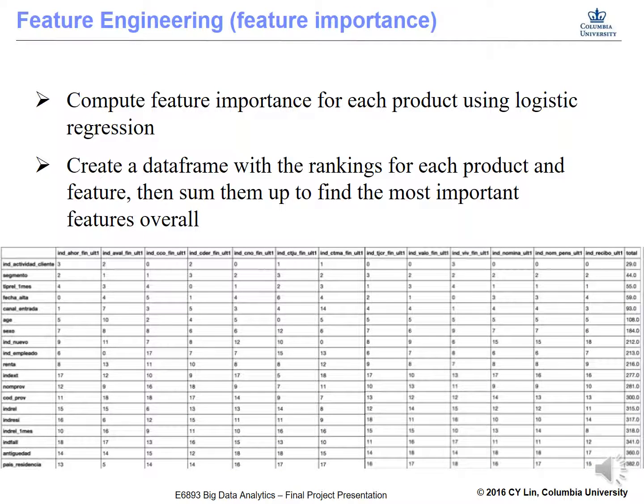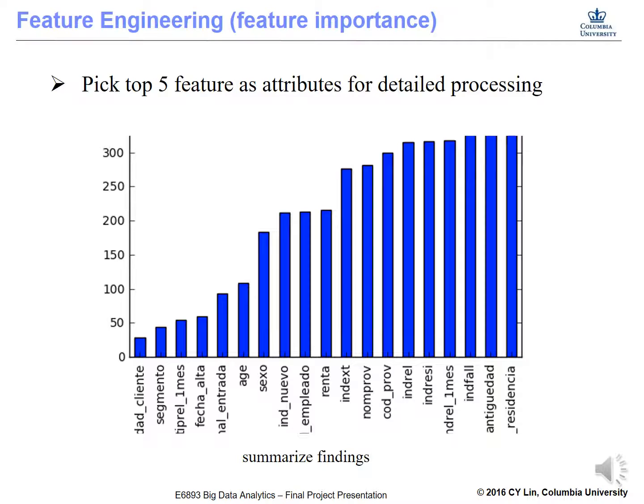Another main problem we met is that we have too many features. We have around 15 features, and it's highly possible that we will overfit at the end. So we decided to compute the feature importance for each product using logistic regression, and we create a data frame with rankings for each product and feature. Then we sum them up to find the most important features overall. We pick the top 5 features as attributes for detailed processing.